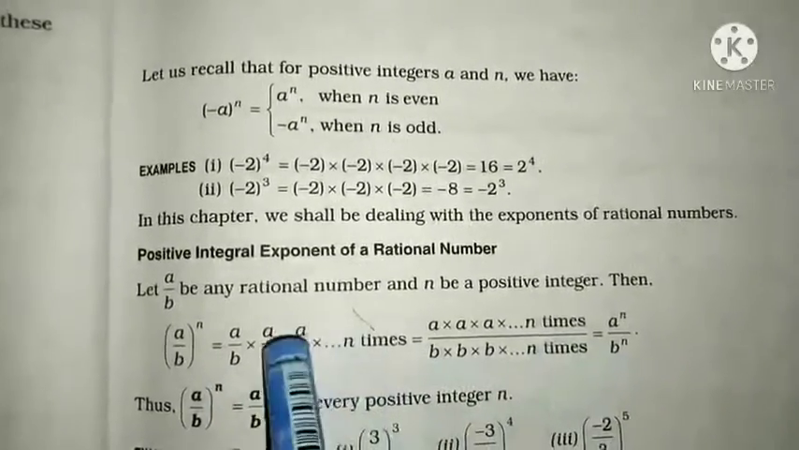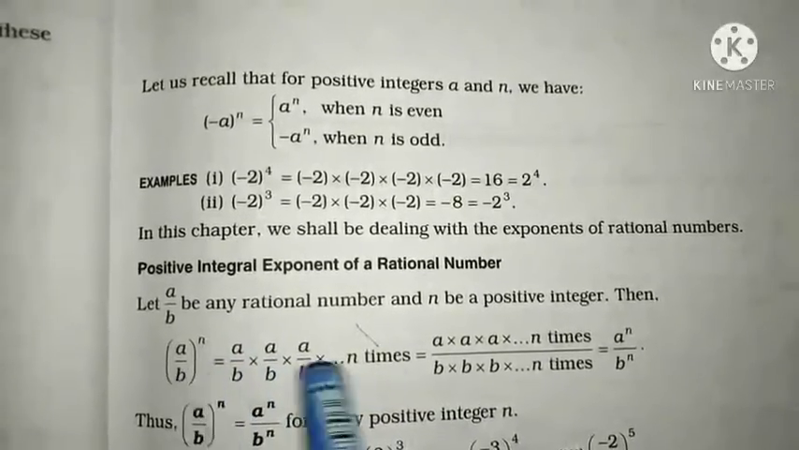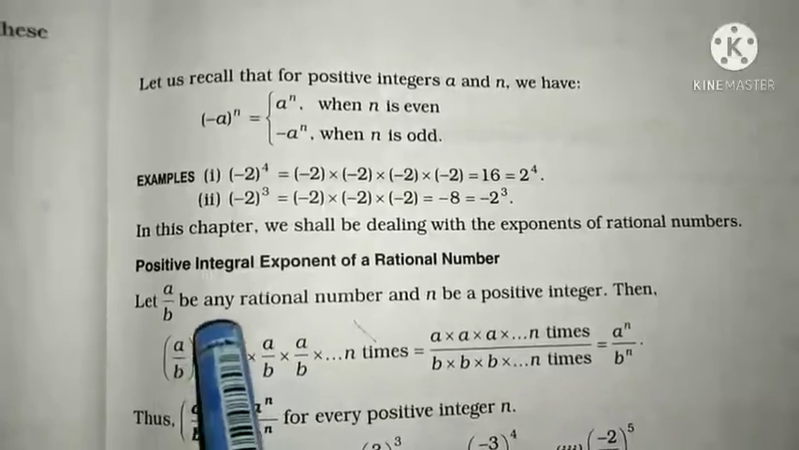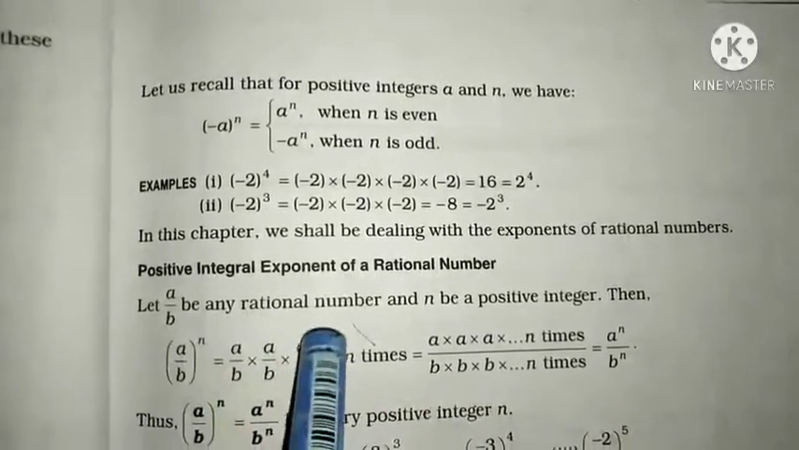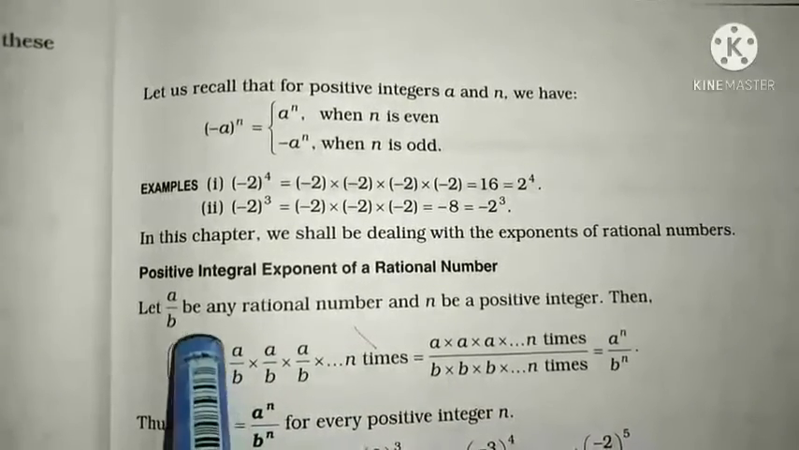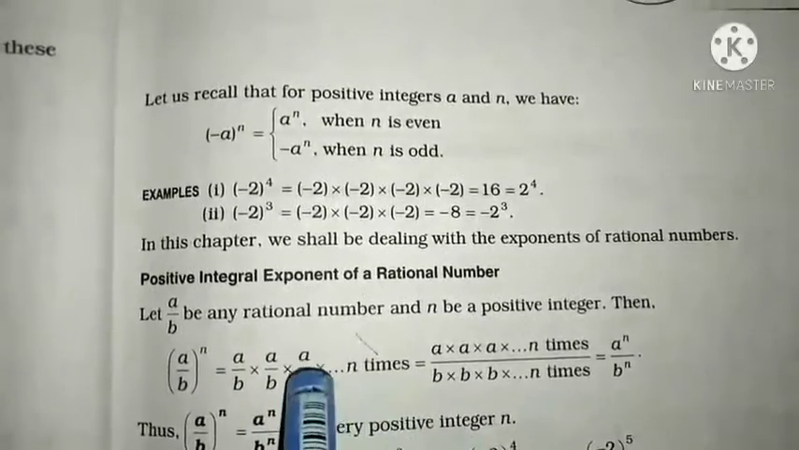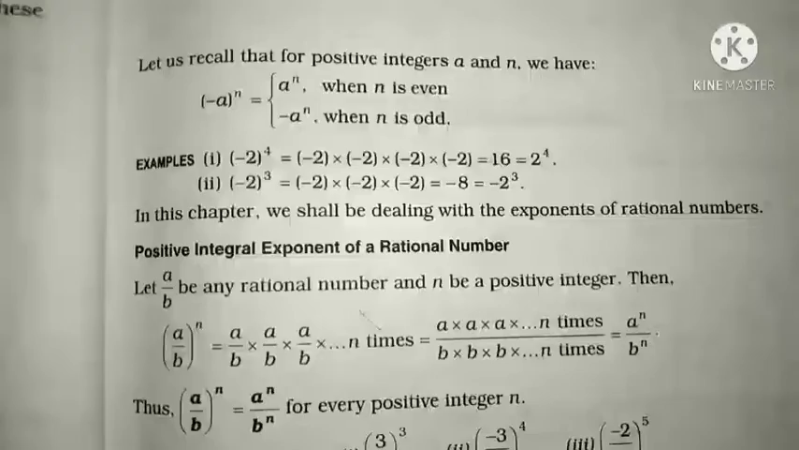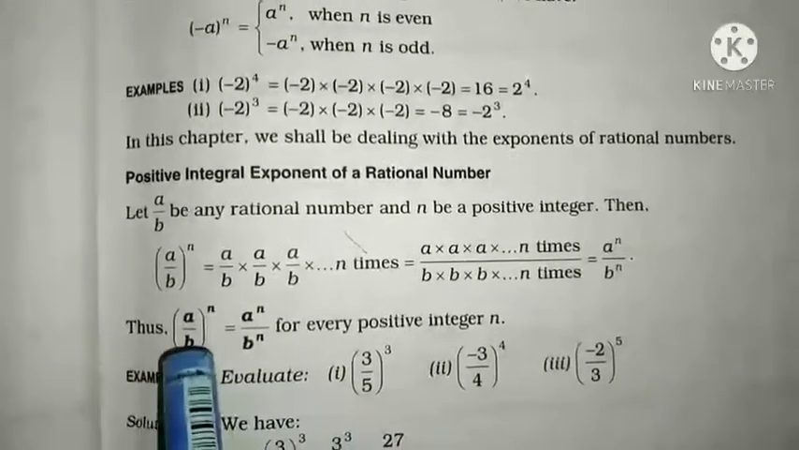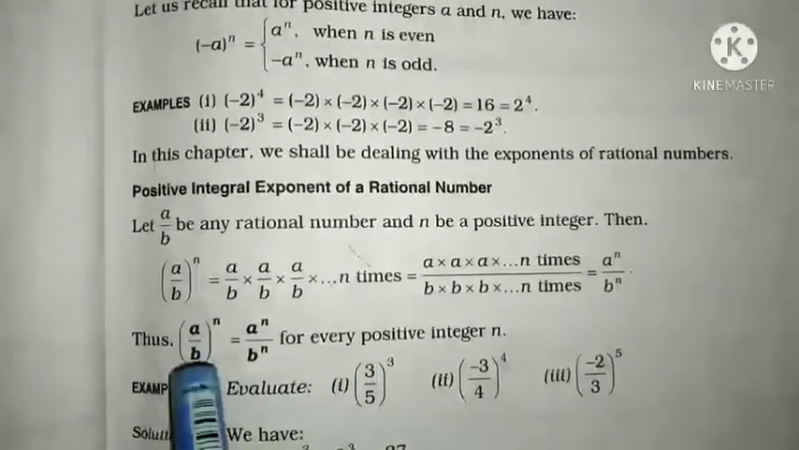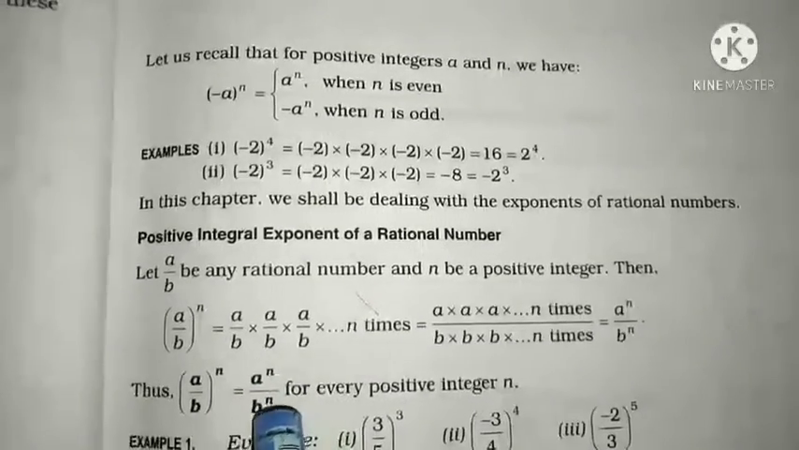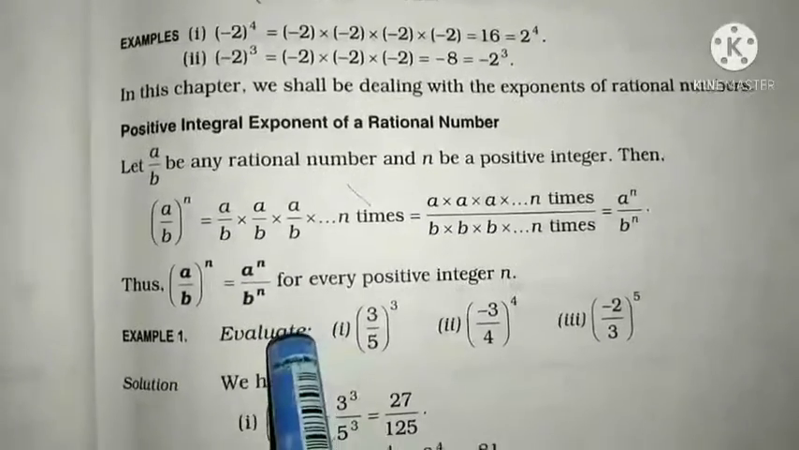This says that the number of times this rational number is multiplied depends on the power. If you have power 2, this rational number will be multiplied by itself 2 times. If the power is 3, then it will be multiplied by itself 3 times. Okay. So for any positive integer n, we can write that a by b power n can be written as a to the power n divided by b to the power n.